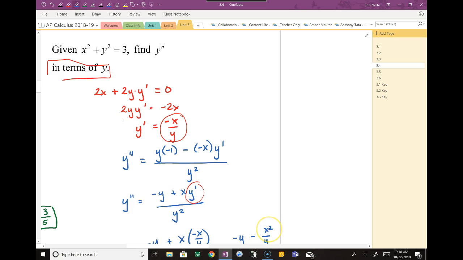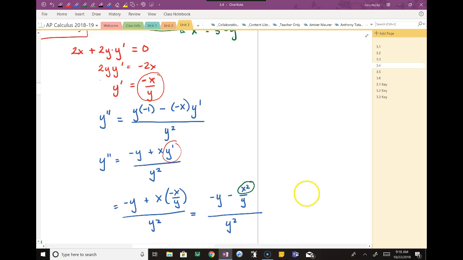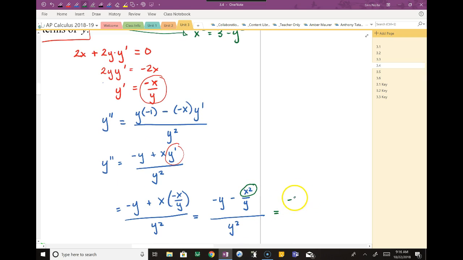Do you guys see how I have an x squared down in my bottom? And if I went back to my original, it would be pretty easy to take this equation right here and slightly alter it so it said x squared equals. What would it say? X squared equals what? Yeah, 3 minus y squared. Same thing, right? So now what I can do is replace this x squared with 3 minus y squared. So my last step here is going to be y minus 3 minus y squared over y, this is over a lot of y's, over y squared. What's that?